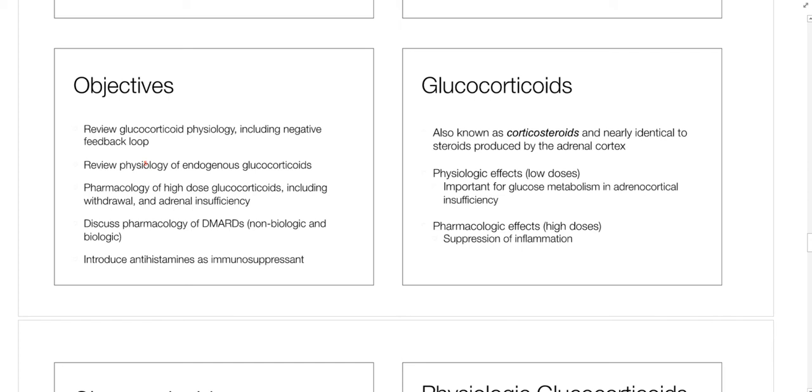Glucocorticoids are also known as corticosteroids, and they're nearly identical to the steroids that are produced by the adrenal cortex. We can have both a physiologic effect, which are those at low doses, and if we give them extra, then they can have a pharmacologic effect with those high doses. The physiologic effect is important for glucose metabolism. I don't know what that means. And then the pharmacologic dose is good for anti-inflammatory effects.